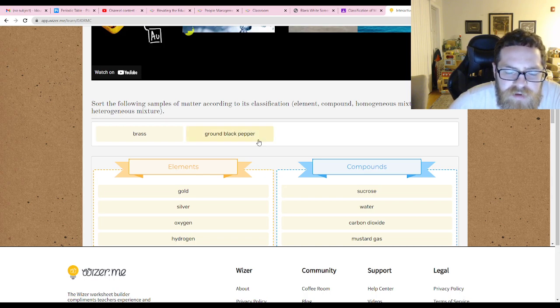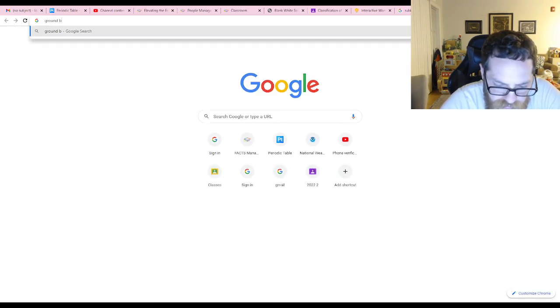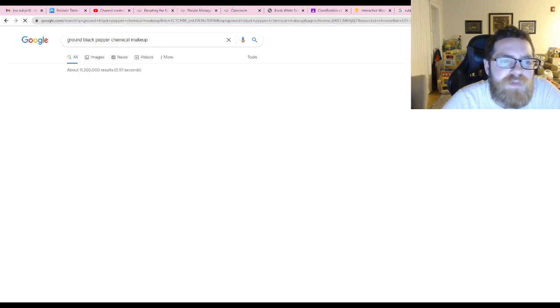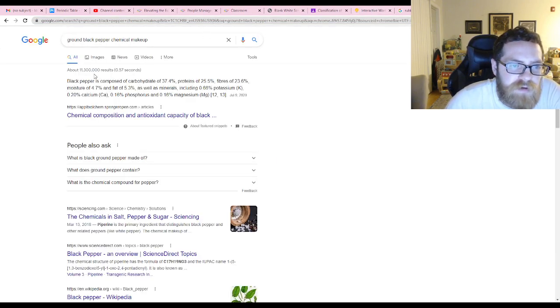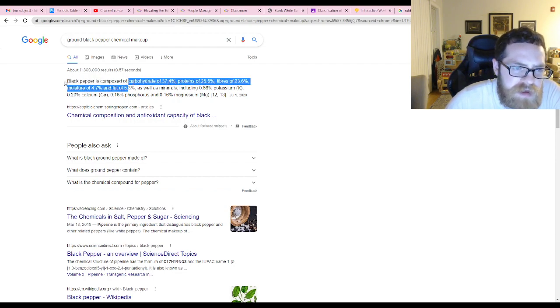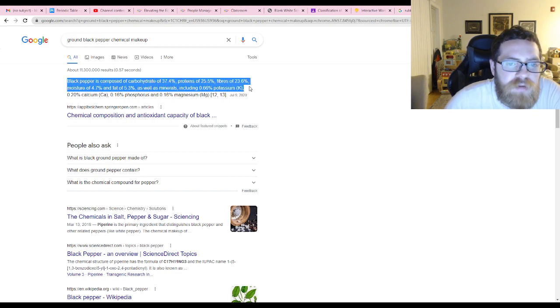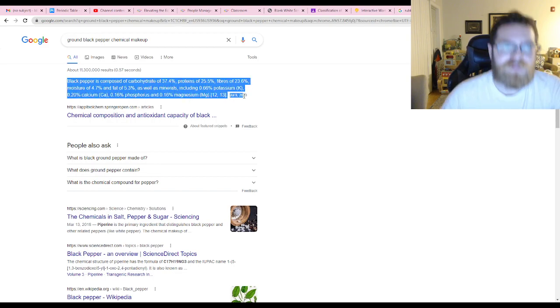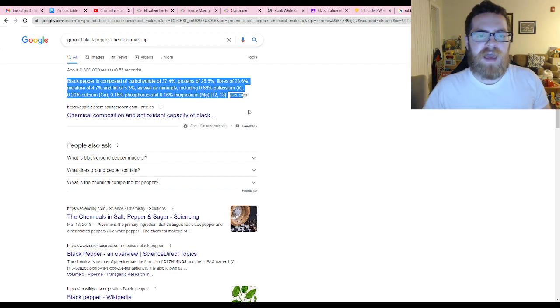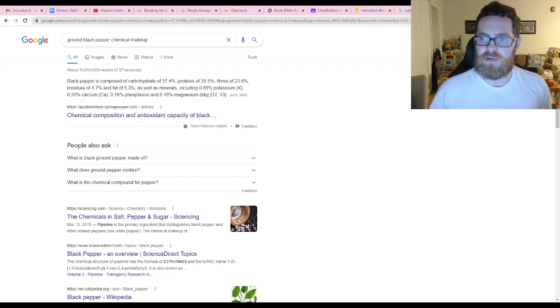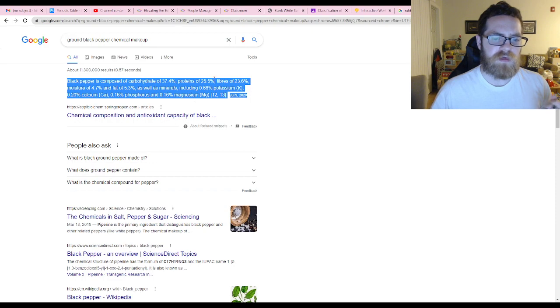Ground black pepper, right? Again, I encourage you always, if you don't know something, to look it up. Black pepper is made up of a lot of different things. It is a plant. So think about that, right? It comes from a plant. Plant material is made up of a lot of different things. It's made up of cells. Cells have tons of things in them, right? So we have all sorts of different chemicals in black pepper.